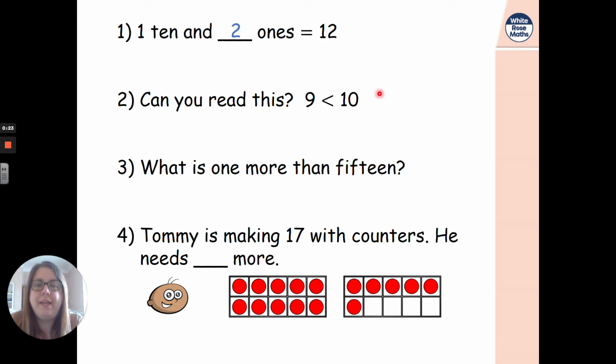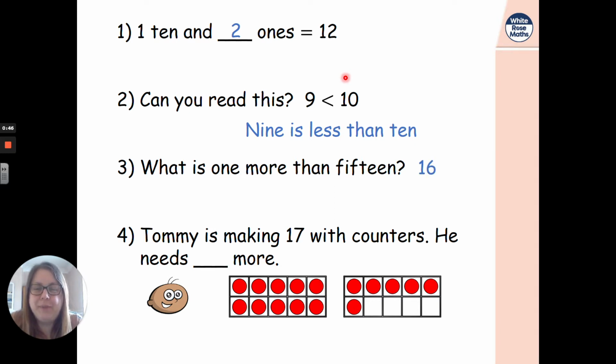Can you read this? Can you say what this is to your grown-up? What is it telling us? What does it say? It says 9 is less than 10, and I bet you all said that to your grown-ups. What is 1 more than 15?